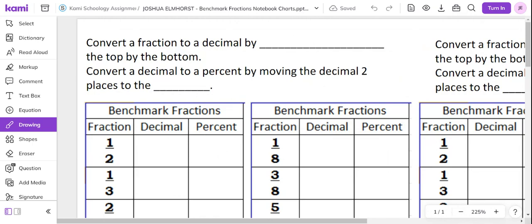We're doing a video for converting benchmark fractions, converting fractions to decimals and percents. All right, so we are going to convert a fraction to a decimal by dividing.